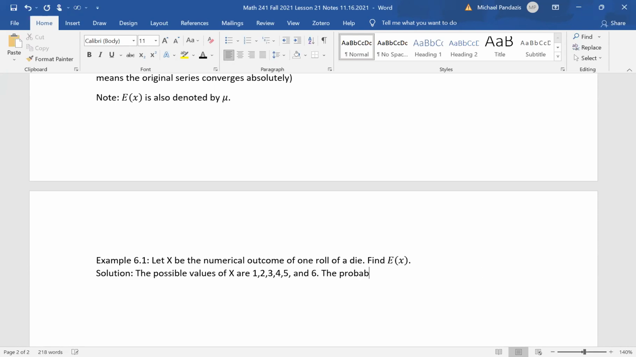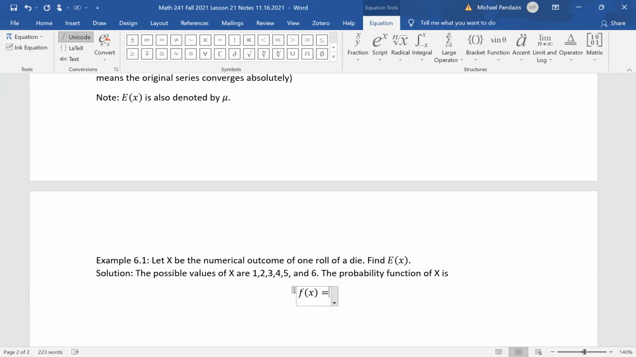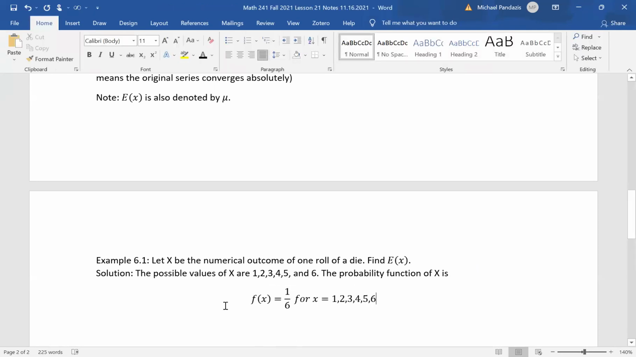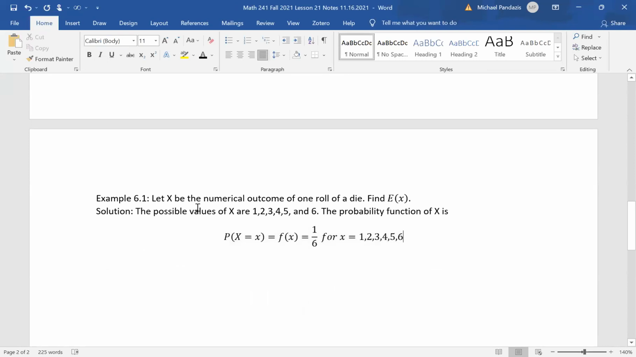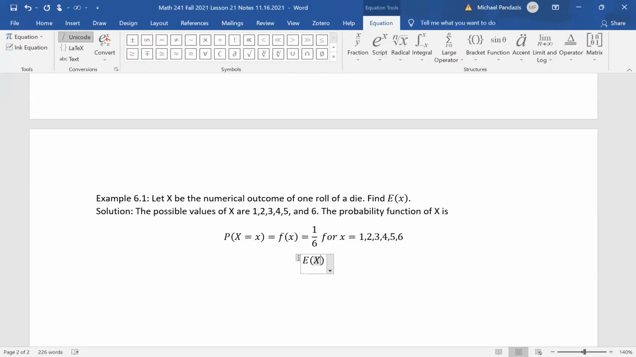The probability function of capital X is f of x equals 1/6 for x equals 1, 2, 3, 4, 5, 6. The probability function is what tells you the probability that your random variable capital X is equal to some value little x. And so the probability that the roll is 1, 2, 3, 4, 5, or 6 is 1/6 for each.